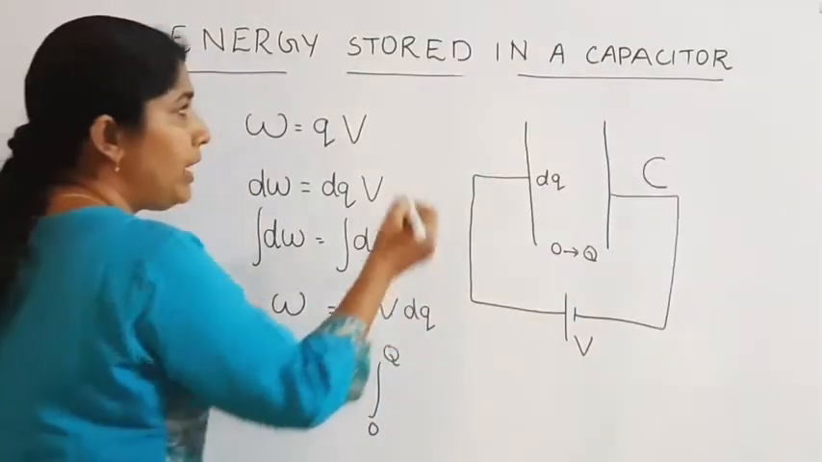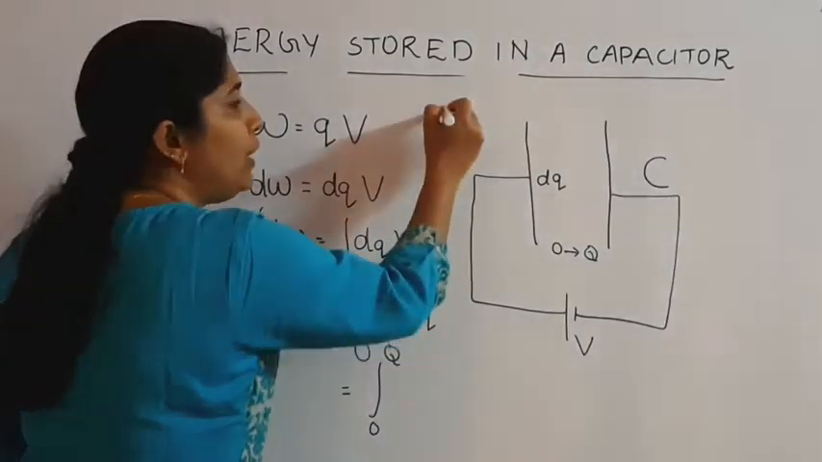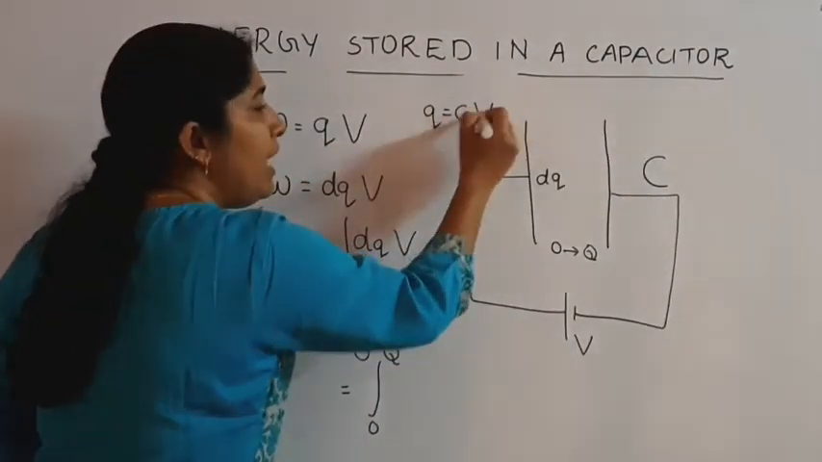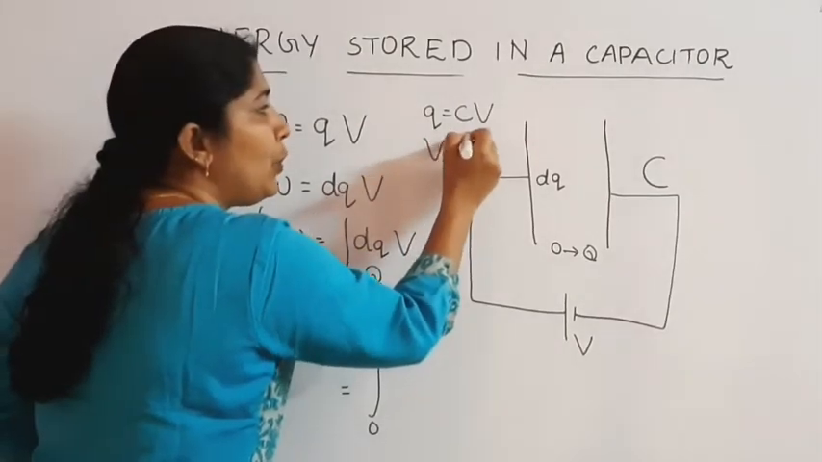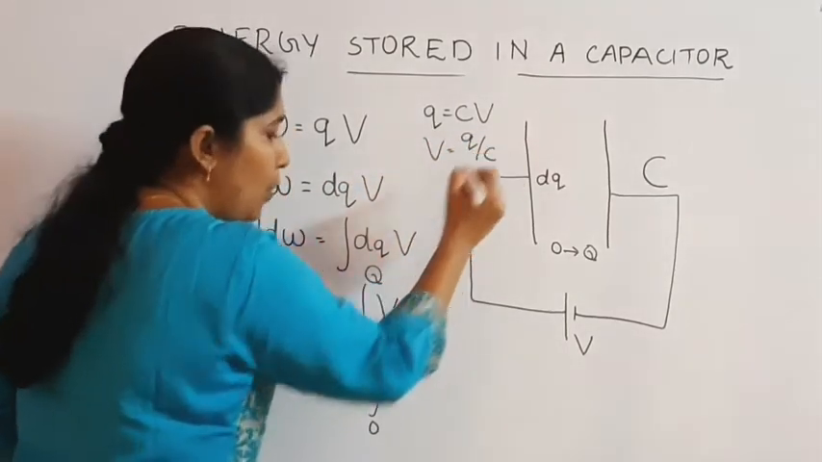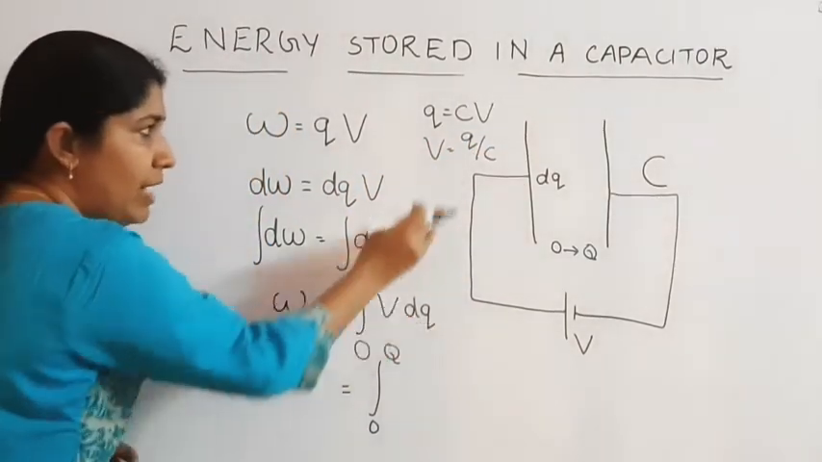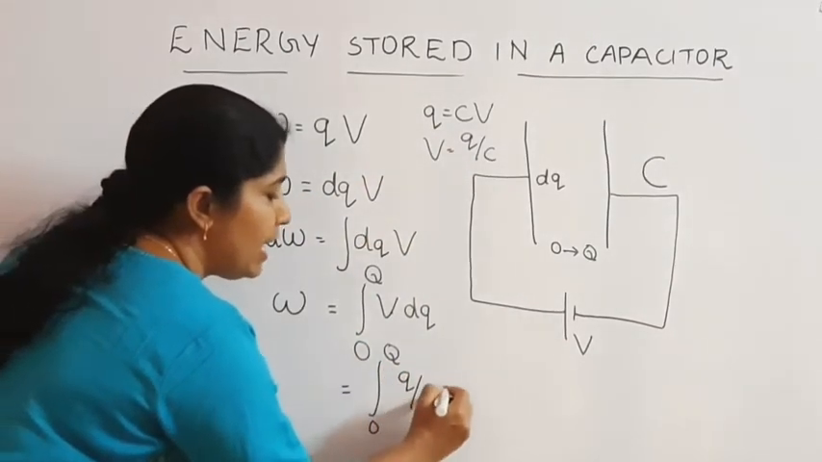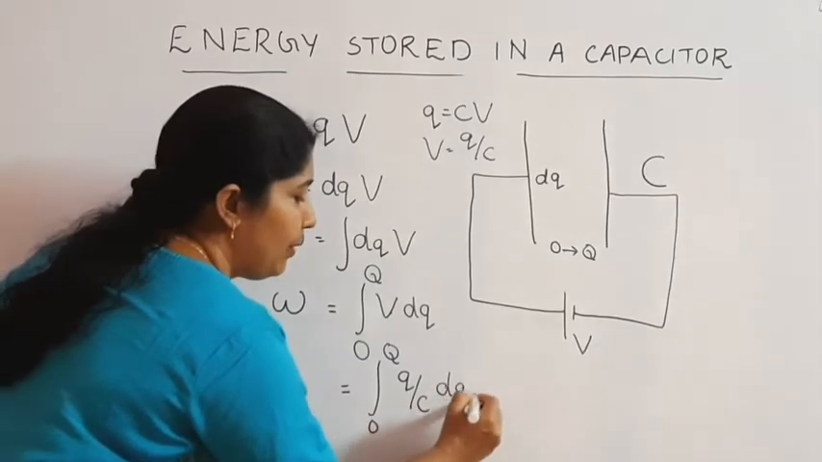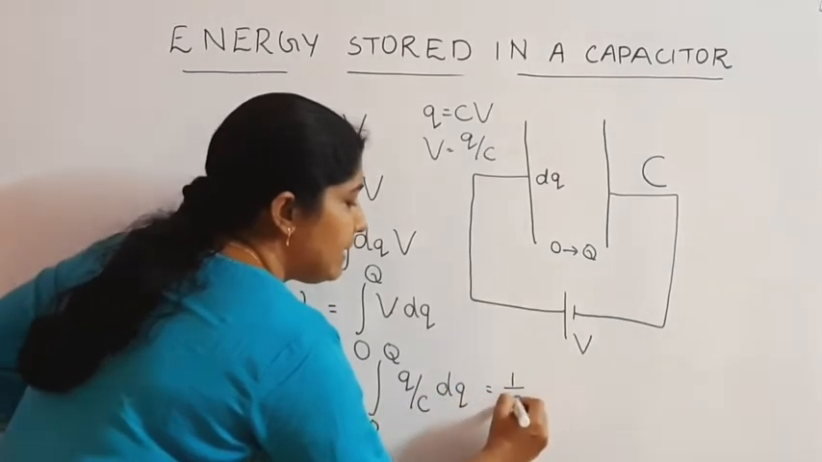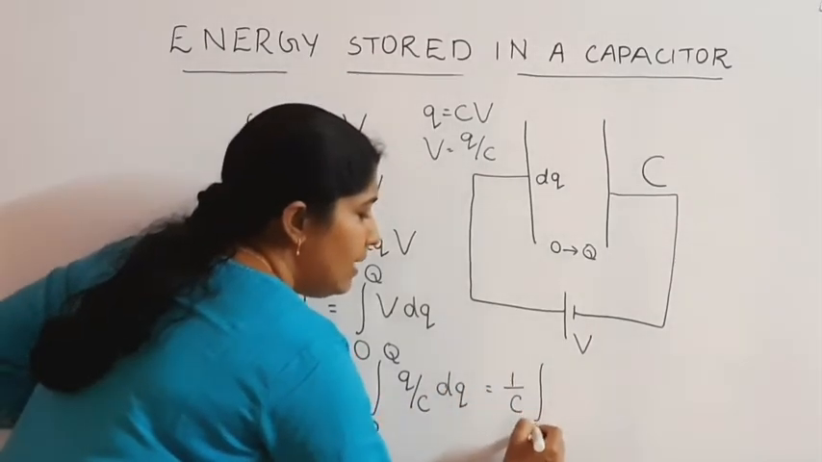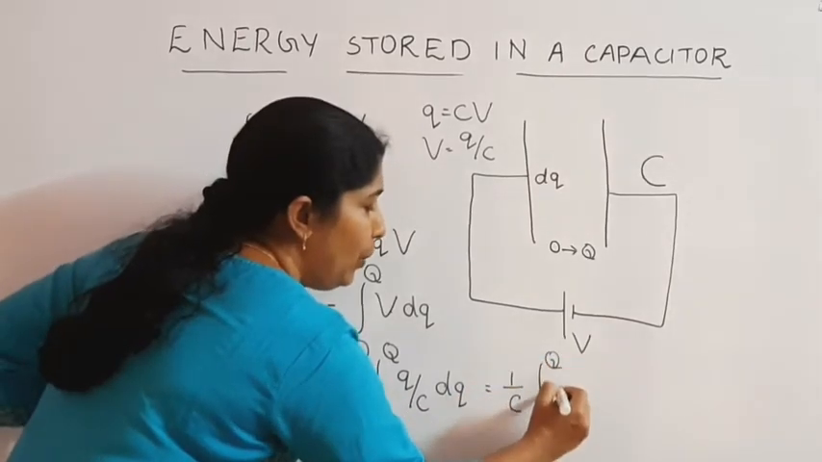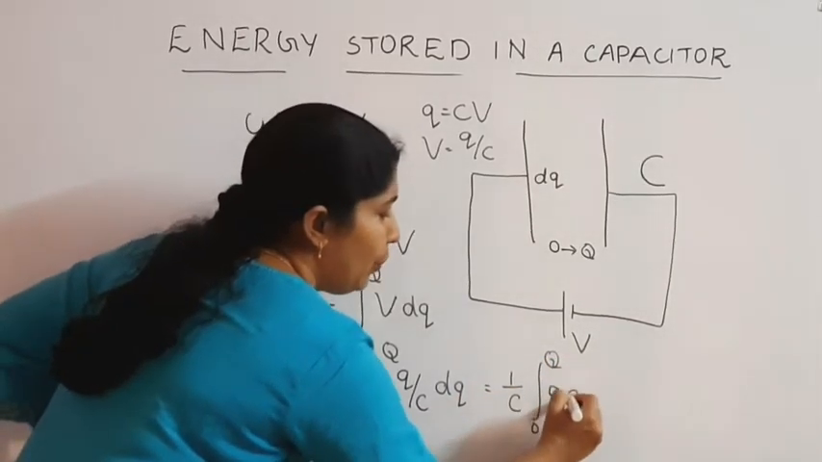What about V? We already studied that Q is equal to C into V. Therefore, V is equal to Q divided by C. Instead of V, we can write Q by C, so Q by C into dQ. Then 1 by C is taken outside: integral 0 to capital Q, Q into dQ.